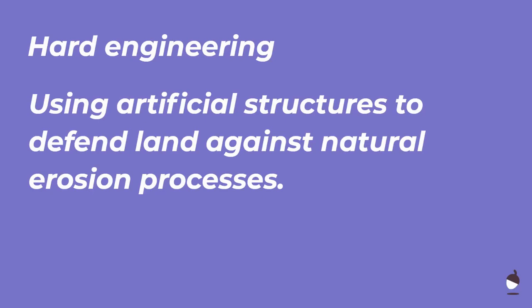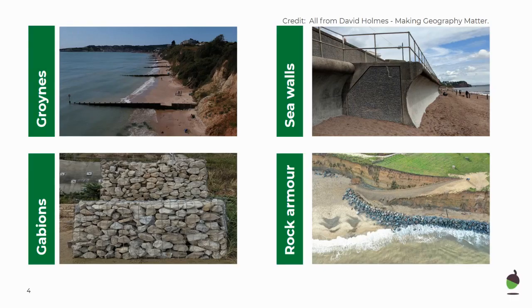Hard engineering is just one strategy to manage our coast. Hard engineering is where you use artificial, man-made structures to defend land against natural erosion processes. Hard engineering strategies can include groins, seawalls, gabions and rock armour. You can see all four of those look very artificial. They've been made by man and they're also quite expensive. Let's have a look at the alternatives.